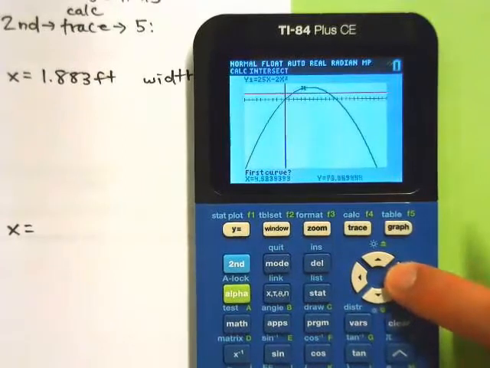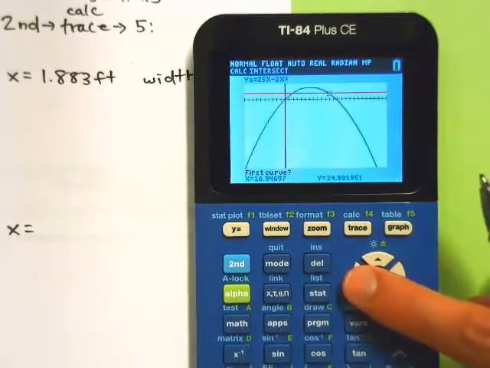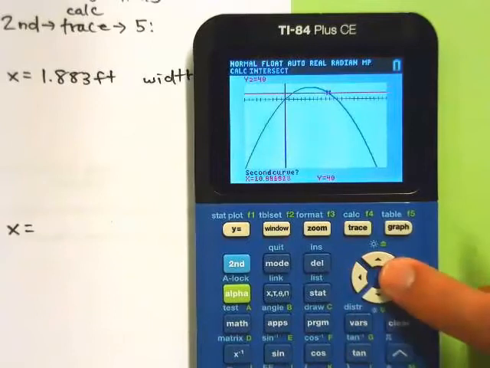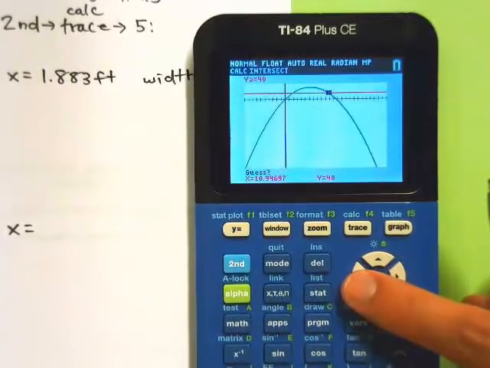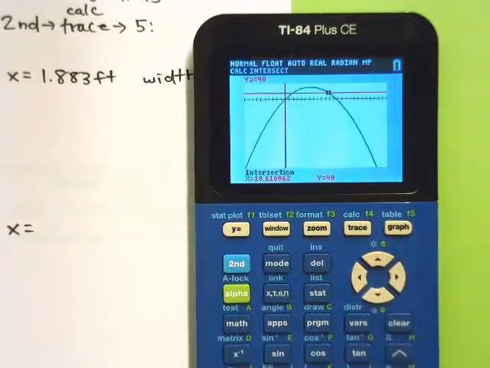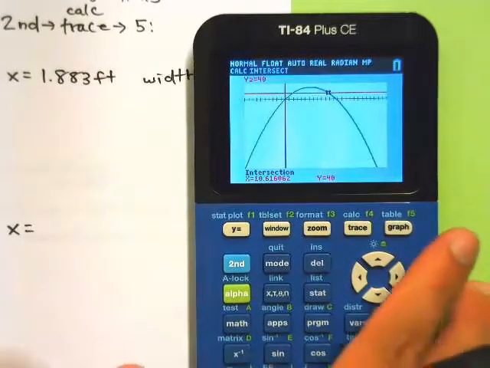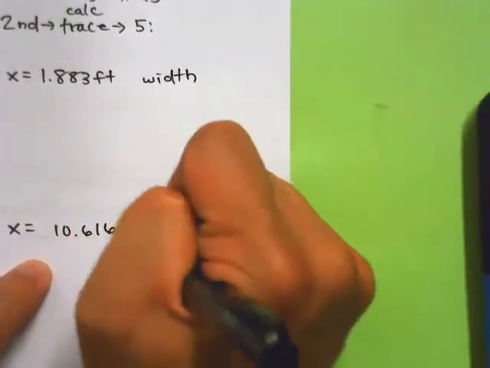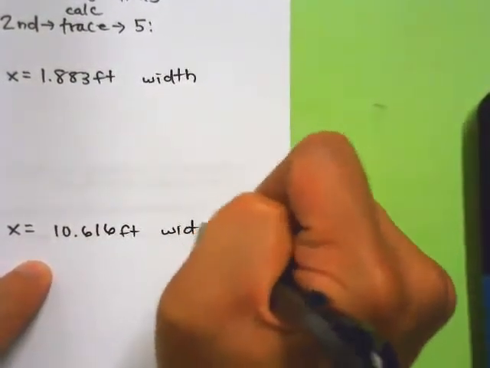So we'll have to grab the other intersection. For the first curve, where is that intersection? Well, approximately over here. Second curve, where is that intersection? Probably over here. And then guesstimate, we'll put this in the middle. So 10.616 will be that. 10.616 feet. So that's going to be your width.